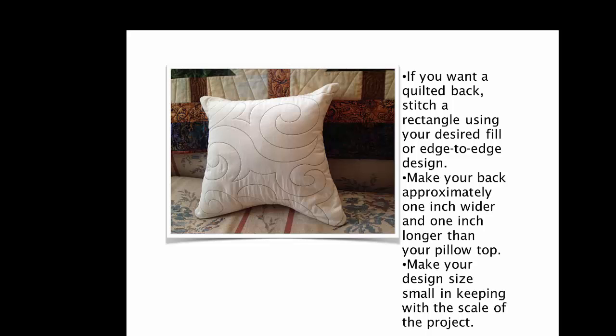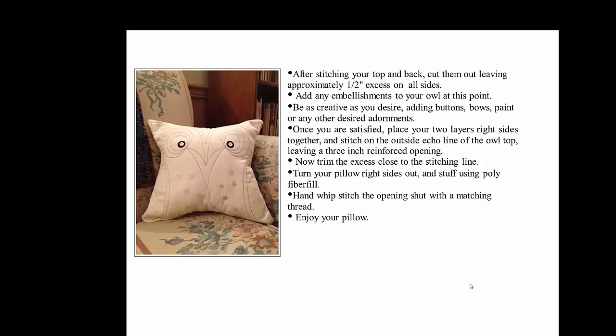If you want, use a quilted back. Stitch a rectangle using your desired fill or edge-to-edge design. Make your back approximately 1 inch wider and 1 inch longer than your pillow top. Make your design size small in keeping with the scale of your project. After stitching your top and back, cut them out, leaving approximately a 1/2 inch excess on all sides. Then you want to add any embellishments to your owl. Be as creative as you desire, adding buttons, bows, paint, or any other desired adornments.